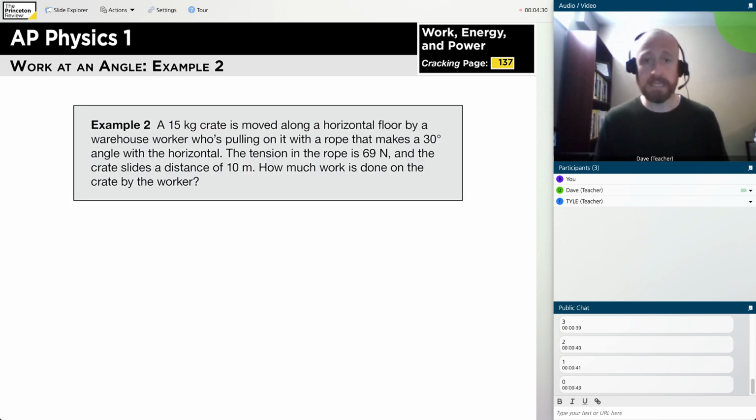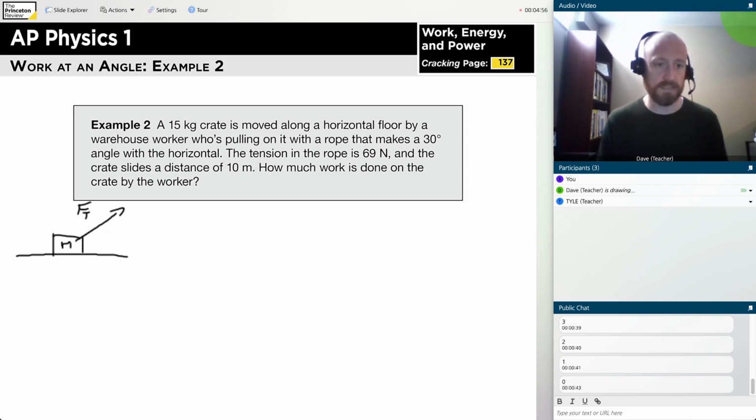So for an example where we can calculate work, we can look at example number 2. And in example 2, we have a 15 kilogram crate moved along a horizontal floor by a warehouse worker who's pulling on it with a rope that makes a 30-degree angle with the horizontal. So the setup there is pretty similar to the previous picture, right? We've got a flat surface. There's some sort of a mass that'll experience this force, which is called a tension force in this case, as our object displaces to the right, and there's a known angle between those two.